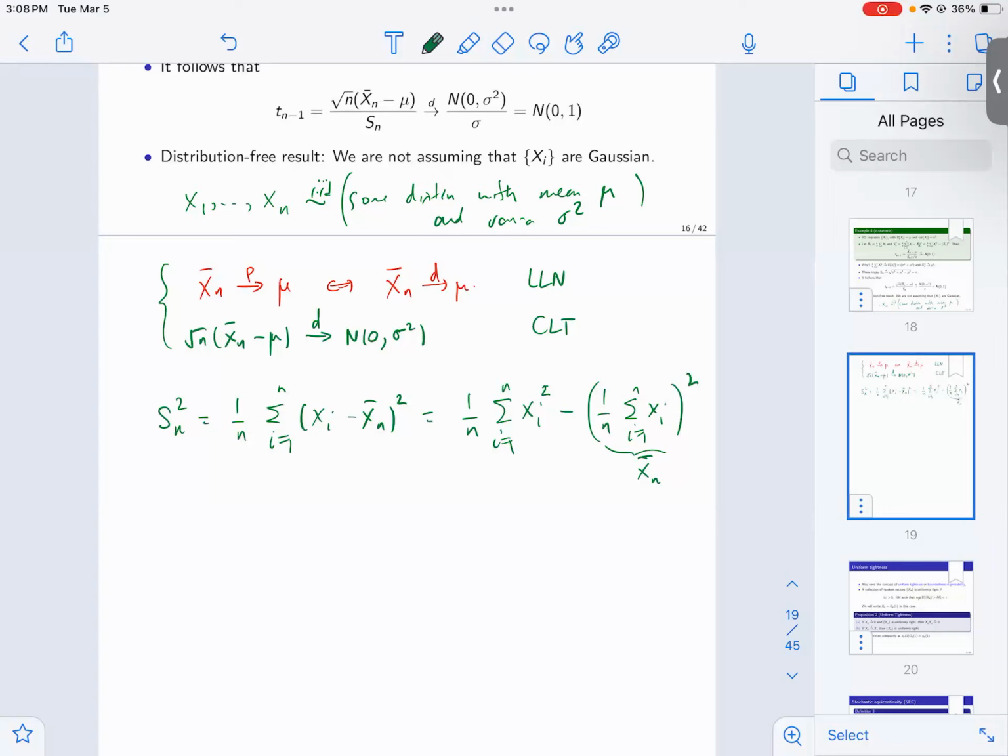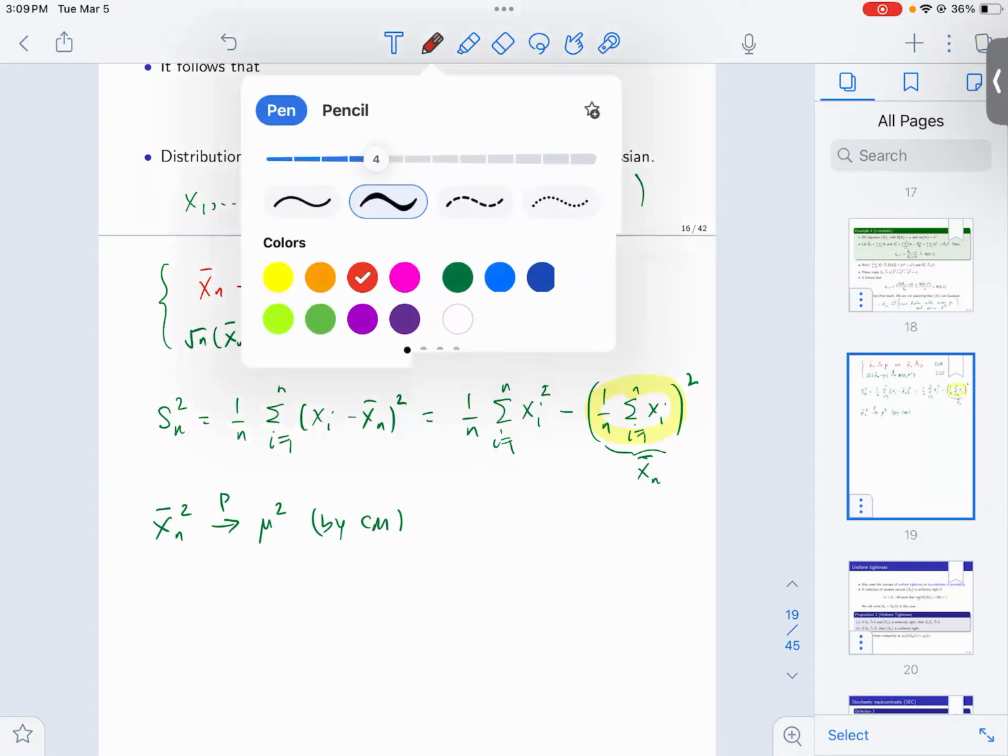Okay, good. So X̄n squared converges to mu squared, in distribution or probability, it doesn't matter, by the continuous mapping theorem. Here f(x) equals x squared is a continuous function. So we dealt with this one. How about the rest? What about this first term?